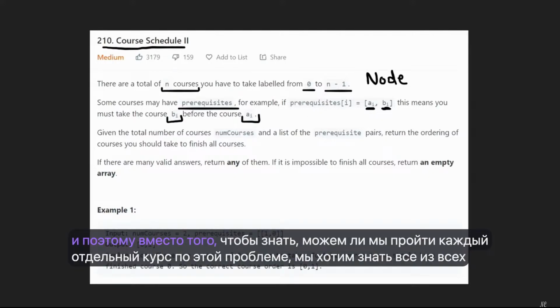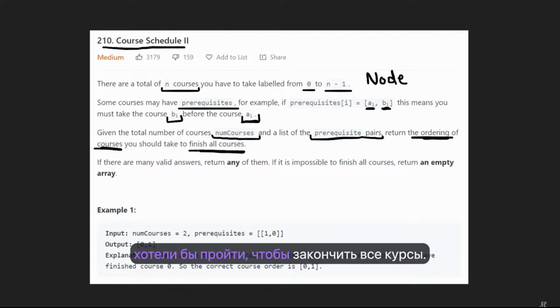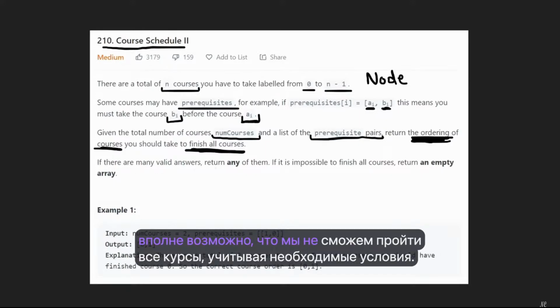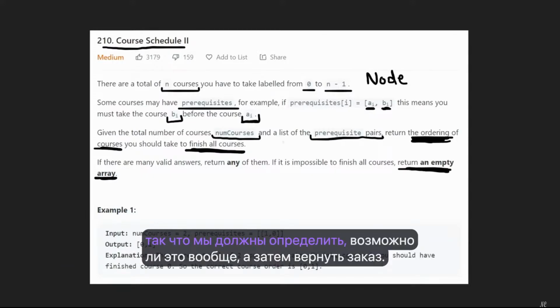And so instead of knowing if we can take every single course, in this problem, we want to know for all of the courses and all of the prerequisites that were given, we want to return the order of courses that we would take in order to finish all the courses. So we care about the order, but there's one little subtlety. It's possible that we can't take all courses given the prerequisites. So if it's not possible, we have to return an empty array. So we have to determine if it's even possible, and then we have to return the order.